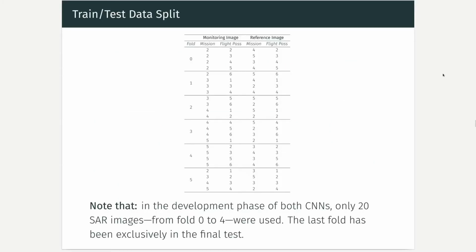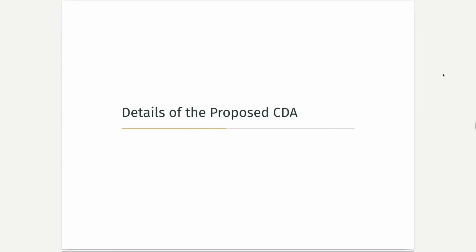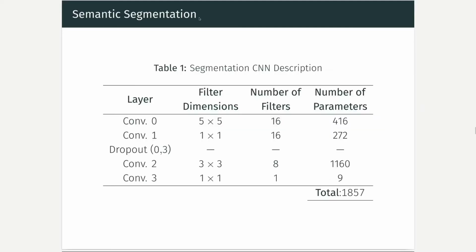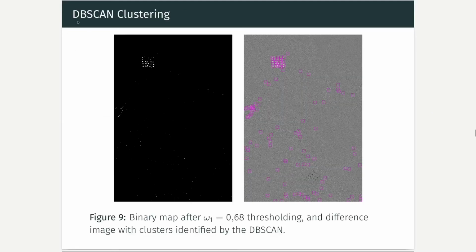Here is the distribution of images, and here are the details of the proposed CDA. Here is the difference image. It is then analyzed by the segmentation network, which will spit out this probability map indicating the probability of each pixel being part of a change, which is then thresholded by omega 1, which will select those pixels that are most likely to be parts of changes, producing a binary map. Here's the segmentation CNN description. Here is the DBSCAN.